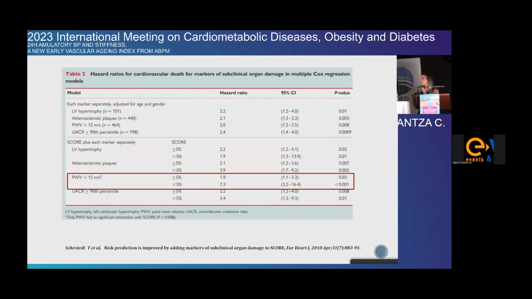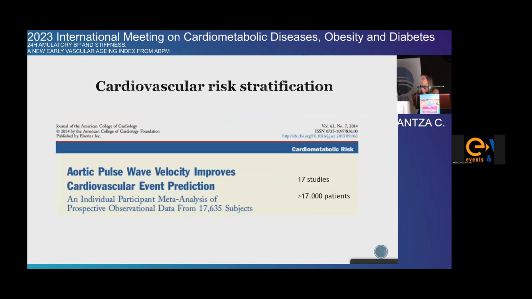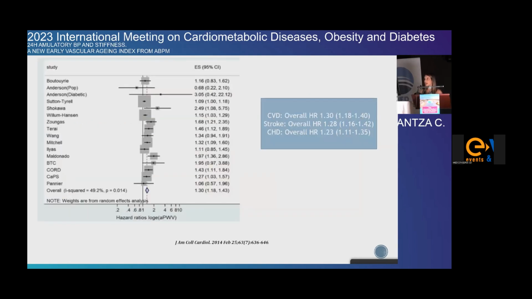the cardiovascular death risk. This is one of the greatest meta-analyses in the field. You can see that it includes more than 17,000 patients and evaluates not the early vascular aging, but the aortic pulse wave velocity, in order to see if it can improve the cardiovascular event prediction. And the answer is totally yes. When we add pulse wave velocity, we increase the hazard ratio for all this.